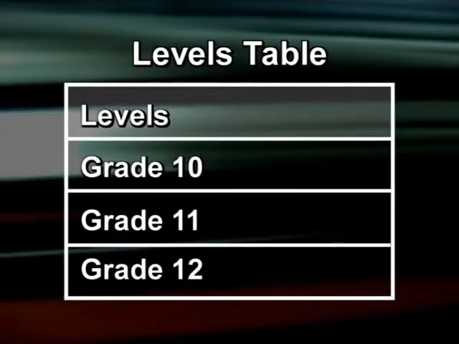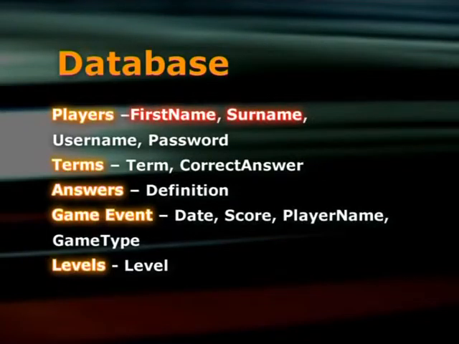Note that this is one field, not one record. There would be no point in having a table which is a collection of records with only one record. There will be 3 records, grade 10, grade 11, and grade 12. Note the 2 fields where we split the name field in the players table. There are only natural fields in each table, except in terms and game event. The correct answer belongs in the answers table, and the player's name belongs to the player. It will be the player's username.